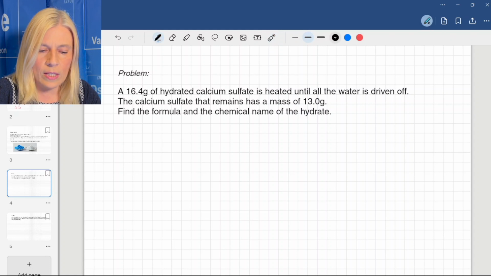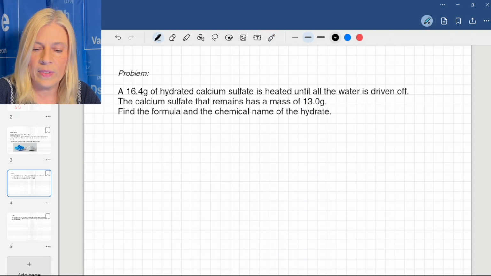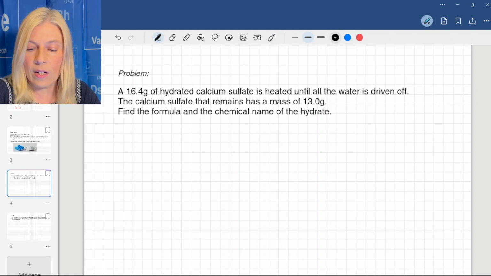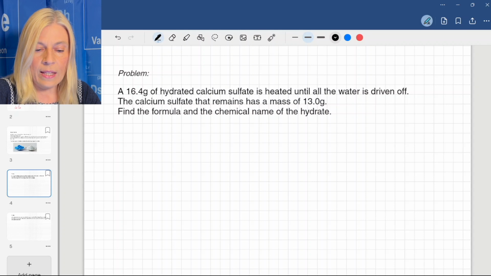So let's do this. We have 16.4 grams of hydrated calcium sulfate, and it's going to be heated until all the water is driven off. And the calcium sulfate that remains has a mass of 13.0 grams.